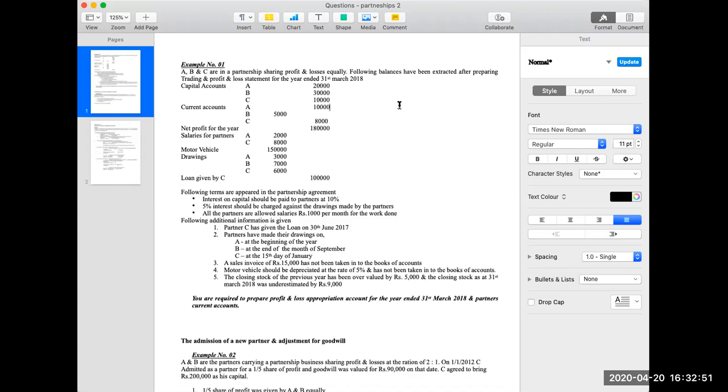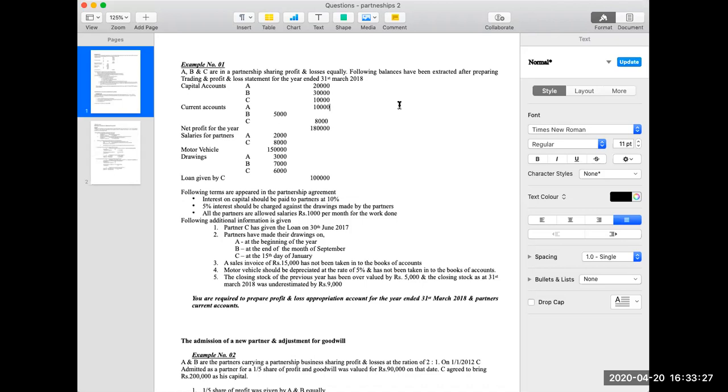5% interest should be charged against the drawings made by the partners. Drawings are given. What happens to the drawings? Do we record the drawings value in the P&L appropriation account? No. But we record the drawings value in the current account. So take the drawings value and debit to the current account: A 3,000, B 7,000, C 6,000. That is to the current account. And 5% interest should be charged against the drawings. Calculate the interest on drawings.